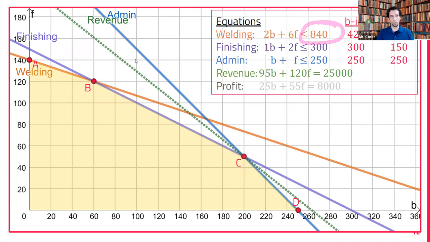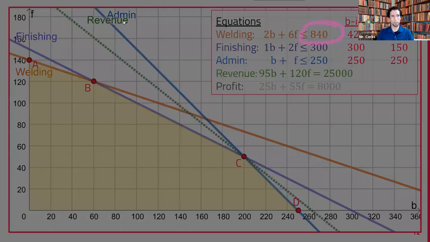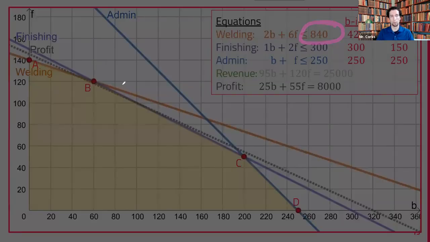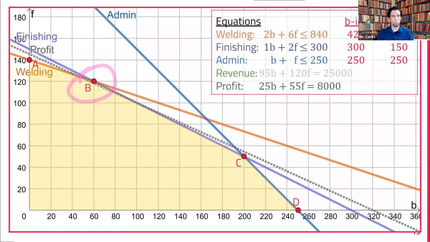And we did the same thing for profits, and we saw that for B, which is the best point for profit, it's welding and finishing, orange and purple lines intersecting there. So we have this distance between admin and point B. And so we have unused admin labor hours available there. So if the constraints are meeting at that point, we've used all of the constraints available. We're using all of the 300 and all of the, this one, welding, 840 hours available.